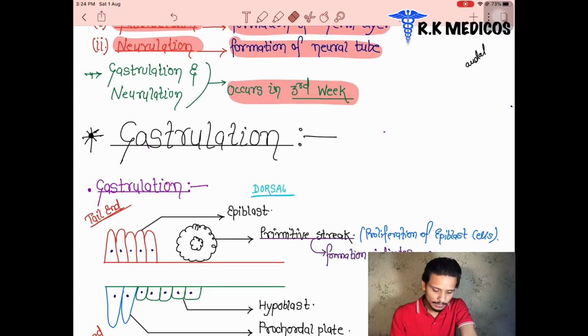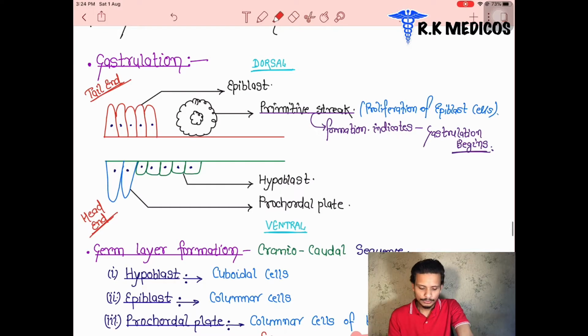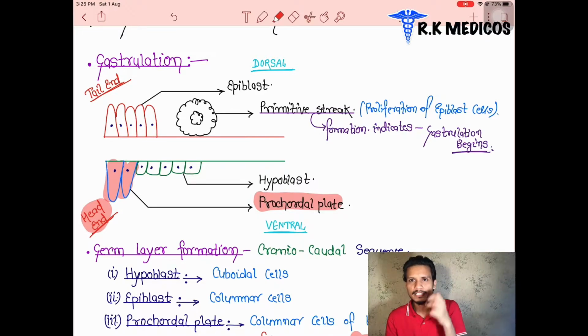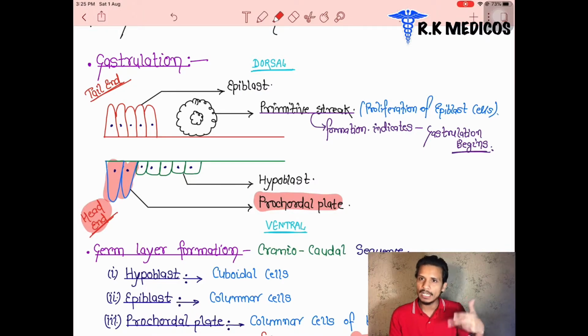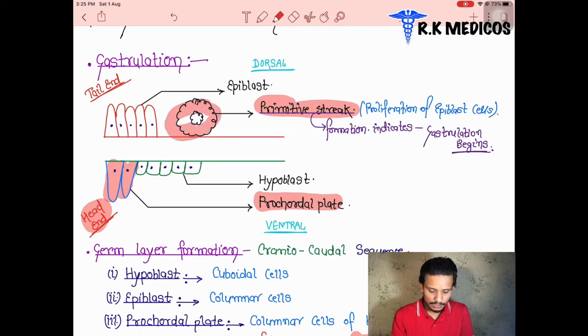Let's look at this gastrulation process. And I also told you, you can see here, these modifications of hypoblast cells are called the prechordal plate. Simple. They are also called the head end, because the buccopharyngeal membrane formed by this prechordal plate is going to rupture, and they form the mouth, the oral cavity. Same, the epiblast columnar cells are going to modify, and they form the primitive streak. You can see here, this primitive streak is formed by these epiblast cells, and from the proliferation of the epiblast cells, this is called the gastrulation beginning.